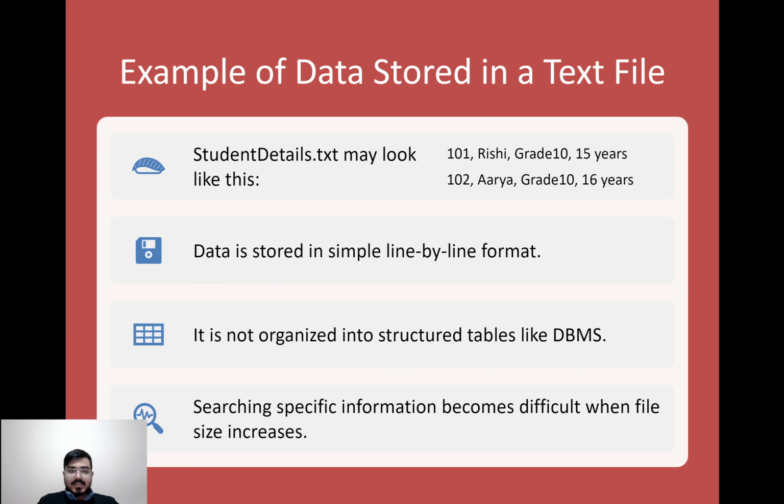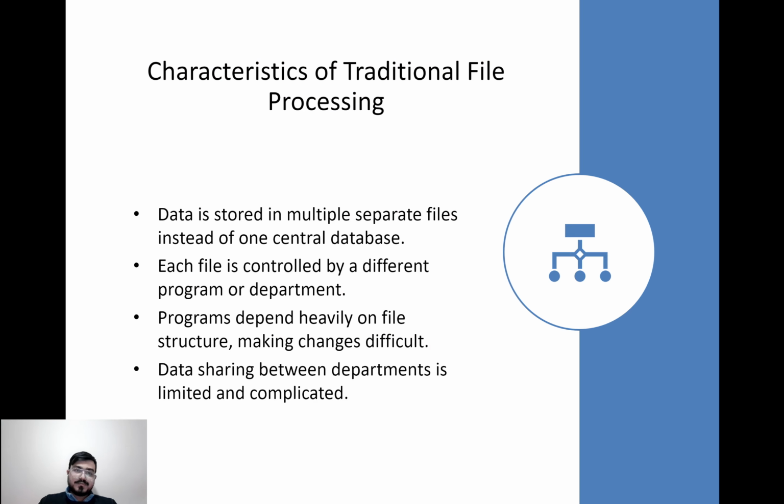So let's see how data looks inside a text file. For example, student details.txt may look like this. 101 Rishi grade 10, 15 years, and 102 Arya grade 10, 16 years. This is a simple line by line format. It is not organized into a proper table like DBMS. So when the file becomes big, searching a specific student becomes difficult. Also, sometimes it becomes confusing because everything is written in a plain text file. That's why DBMS table format is easier to manage in large systems.